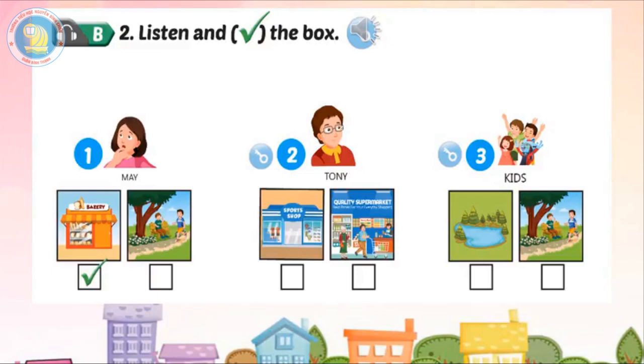I have to go out, kids. Where are you going, Dad? I'm going to the sports shop. Three. Okay, kids, time to go. Where are we going, Uncle Tony? We're going to the lake. Yeah! Yeah!